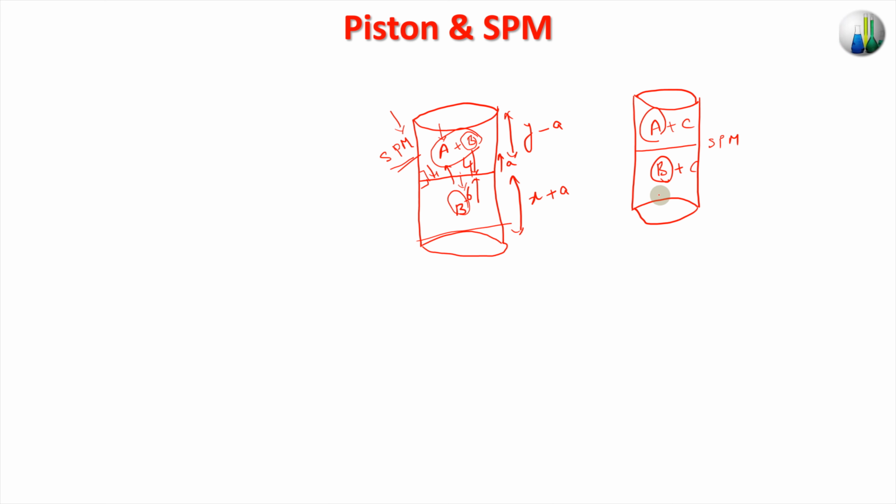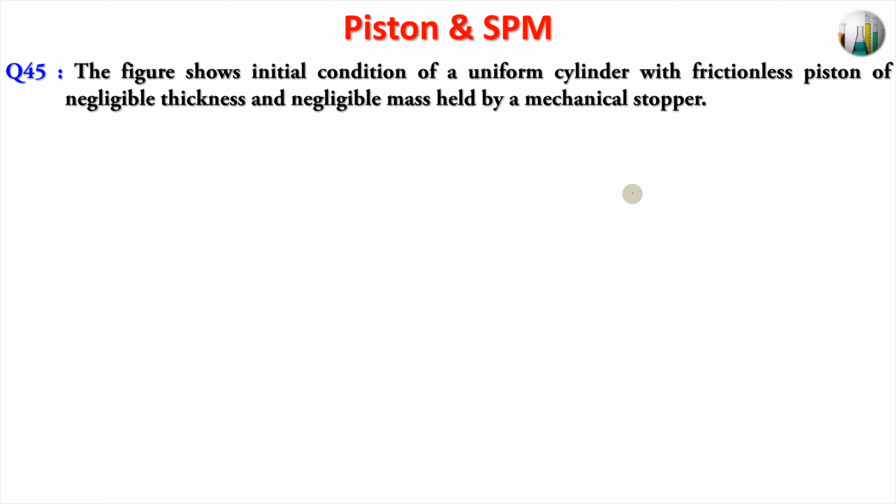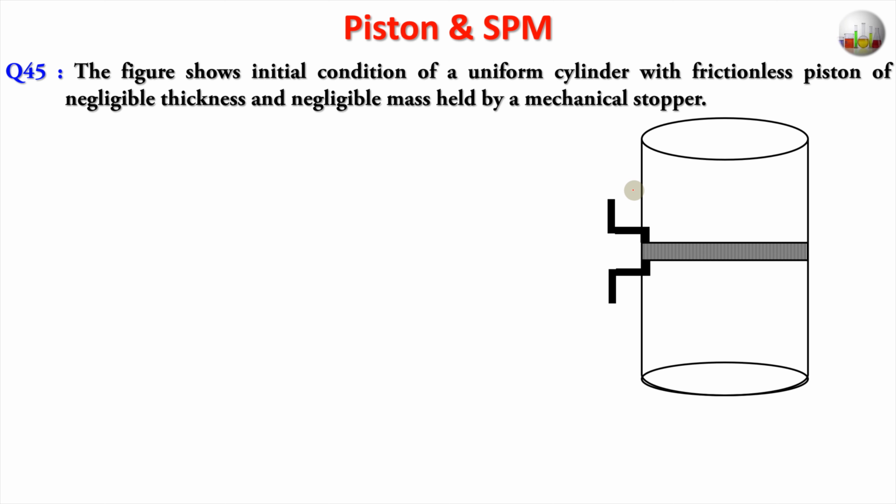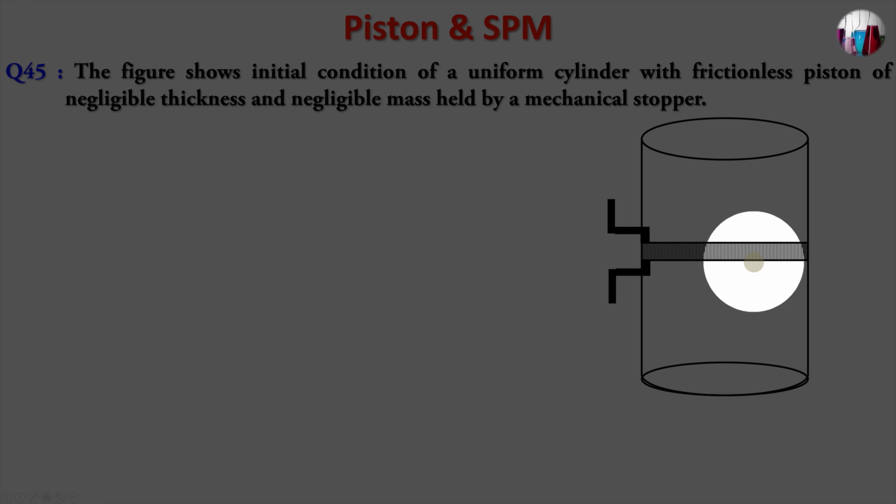So we'll take various cases, and this was the basic idea that I wanted to talk to you about before we do questions. So let's start with questions now. So let's remove this. First question coming your way. The figure shows initial condition of a uniform cylinder with frictionless piston of negligible thickness and negligible mass held by a mechanical stopper. So as you can see, this mechanical stopper is holding the piston. Remember, it's a piston, it's not an SPM. So this is only a piston now.